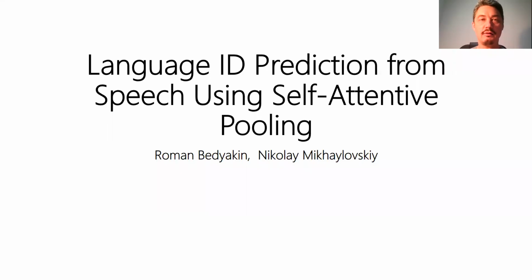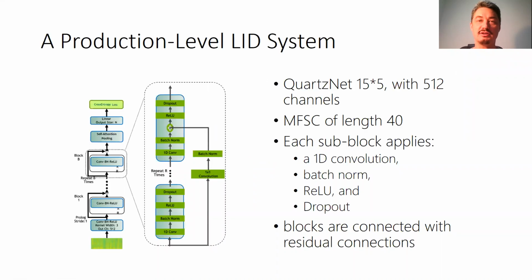Hello, I'm Nick Mikhaylovskiy, and today we are presenting the NTR and Tomsk State University submission to the SIGTYP shared task on robust low-resource language identification. For this shared task, we have taken a production quality language identification system, basically cut out and simplified a part of a production automated speech recognition pipeline.